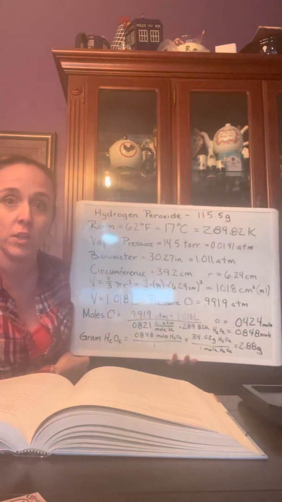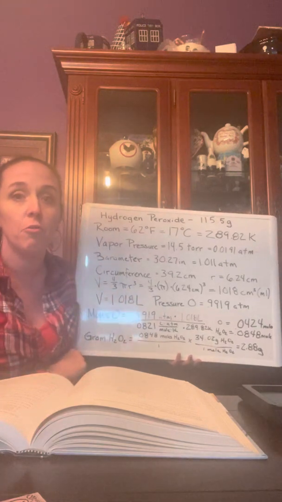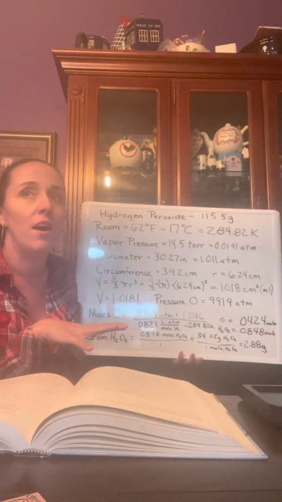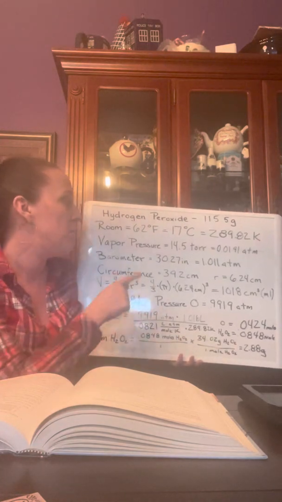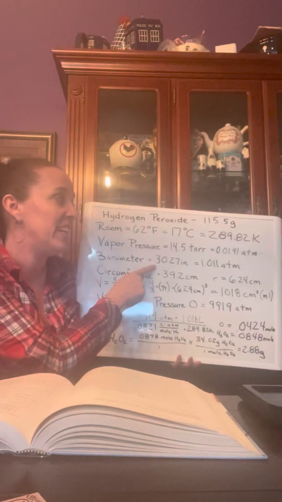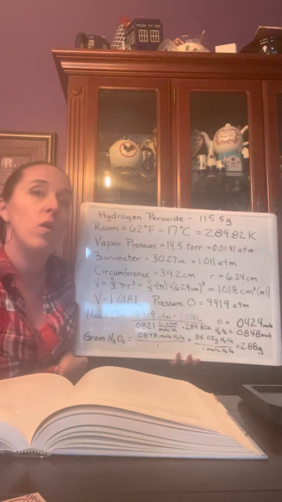So that's 0.0191 atmospheres. Then I looked at the barometric pressure reading for the time of day. I had it accurate to 15 minutes, so that's pretty good. The barometric pressure was 30.27 inches, which I converted to 1.011 atmospheres.